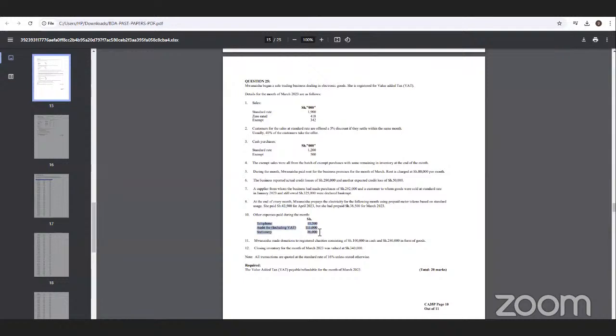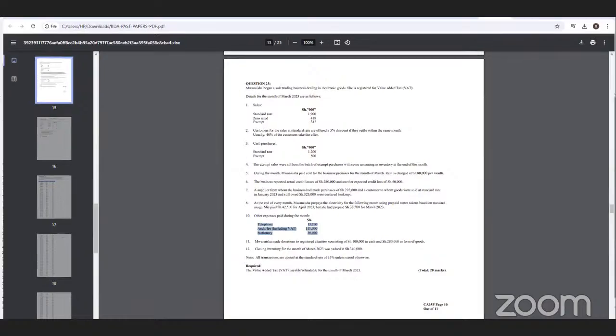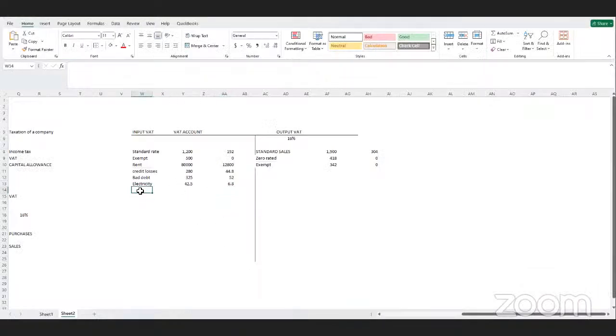Telephone, we have the telephone and the stationery. So let's copy all this. Cut these. So cut the stationery. Telephone. The VAT element now, we have been told it is included. This one, it is included the VAT. So we have to calculate the net value.